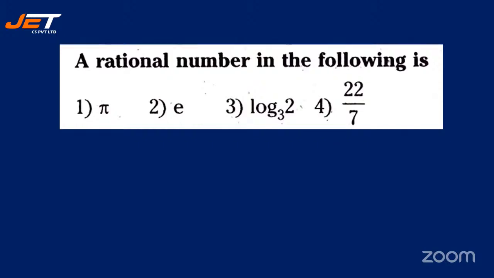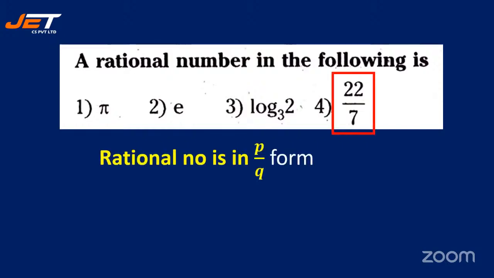Among the four options, which is a rational number, students. What is a rational number? A number which can be written in the form of p by q. And we have seen pi and e are irrational numbers, in the examples before. All right, Anjali. So its number is in the form of p by q. That's 22 by 7.